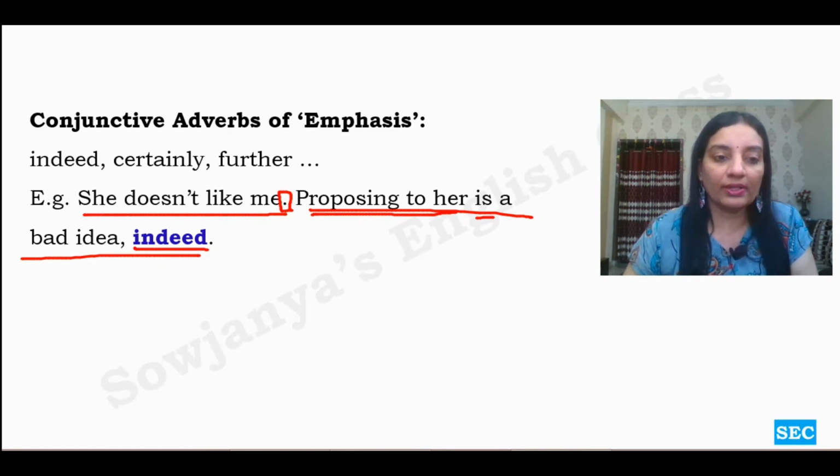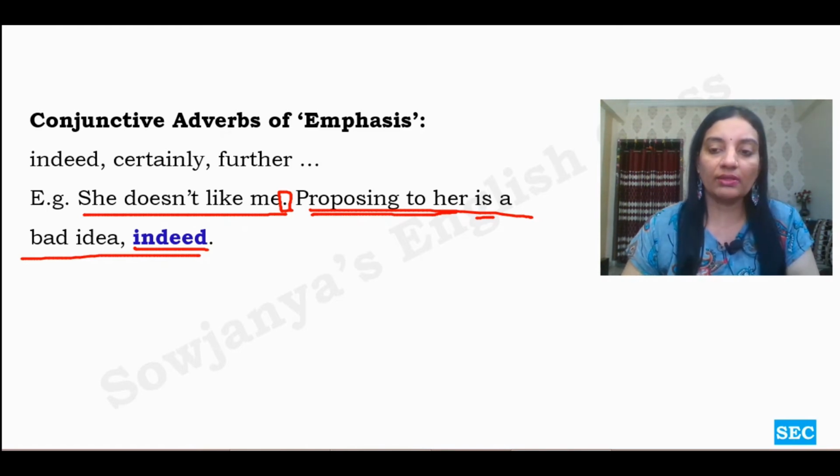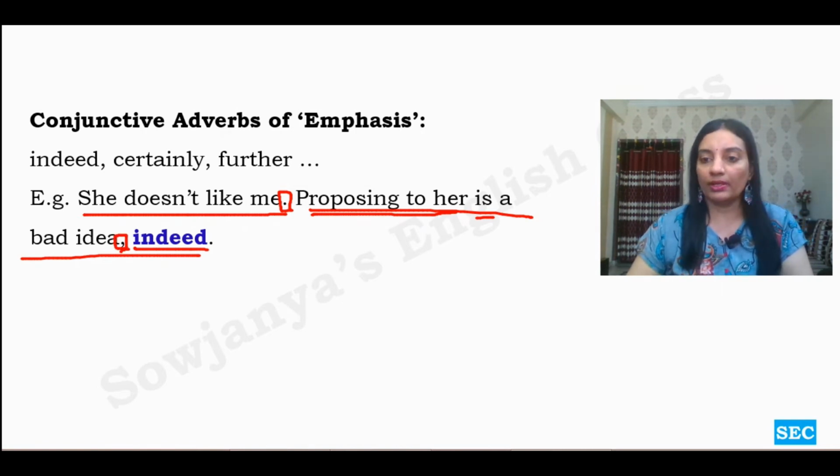There is no hard and fast rule that we need to place the conjunctive adverb immediately after the first clause itself. Especially conjunctive adverbs of emphasis don't follow this rule as much. But even then, it doesn't give any wrong implications. It is okay. So here, you might have seen the punctuation changes. After the second independent clause, we have used a comma, not a semicolon. And then we have used our conjunctive adverb indeed, and then there is a full stop.